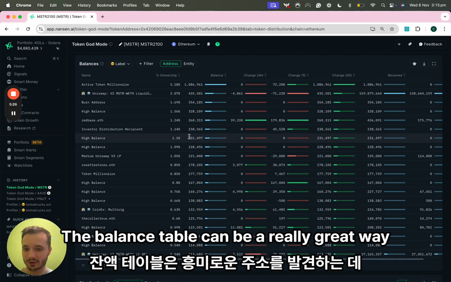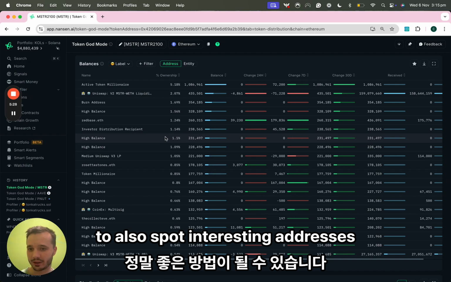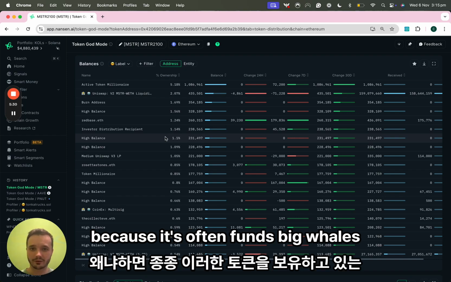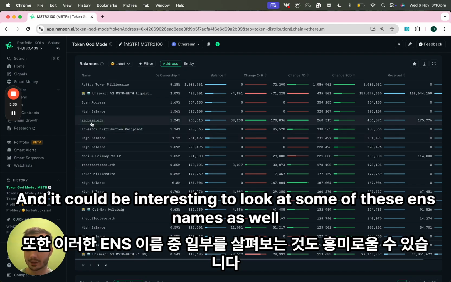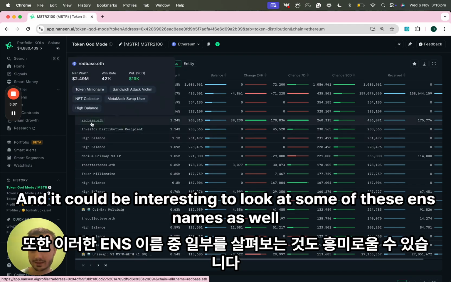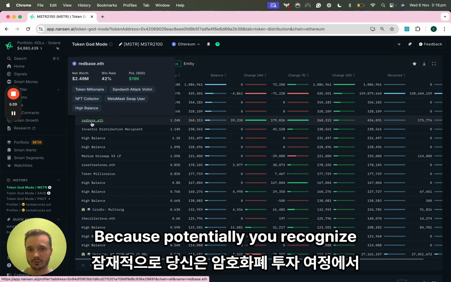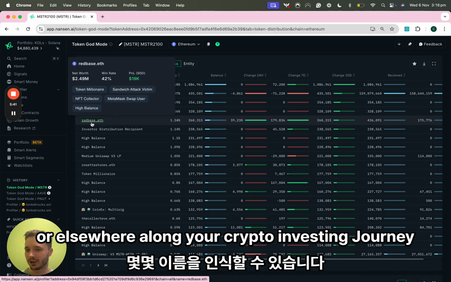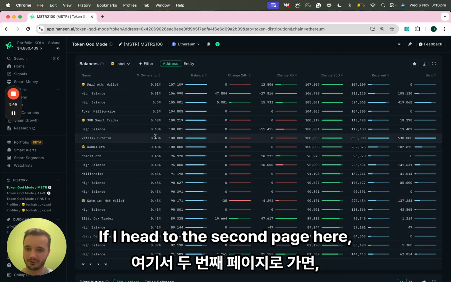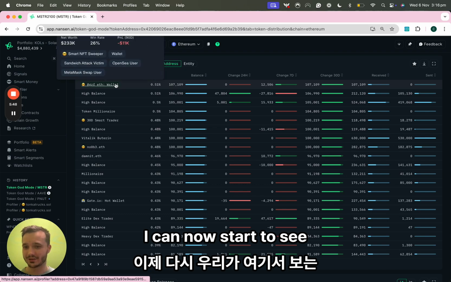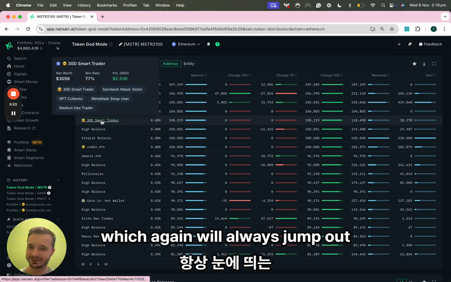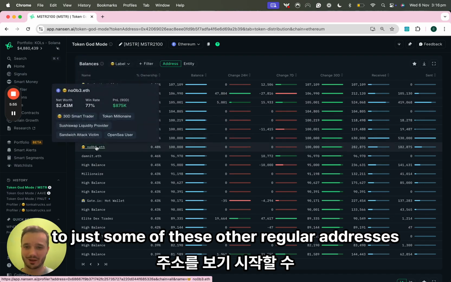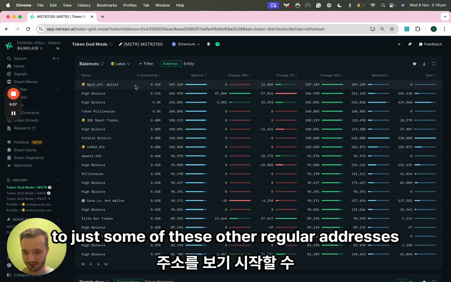The Balances tab can be a really great way to also spot interesting addresses, because it's often funds and big whales that are holding these tokens. And it can be interesting to look at some of these ENS names as well, because potentially you recognize some of the names from Twitter or elsewhere along your crypto investing journey. If I head to the second page here, I can now start to see a number of smart money addresses, which again will always jump out at me compared to just some of these other regular addresses that we see here.